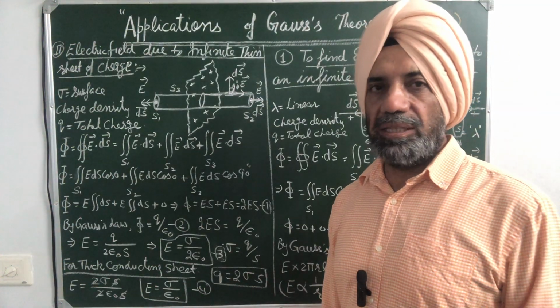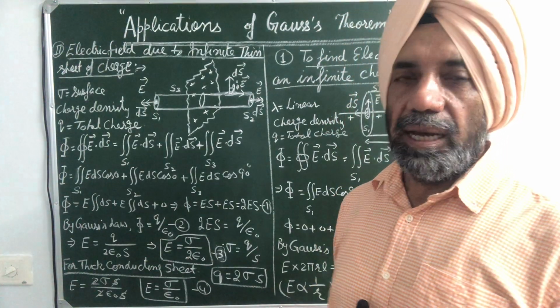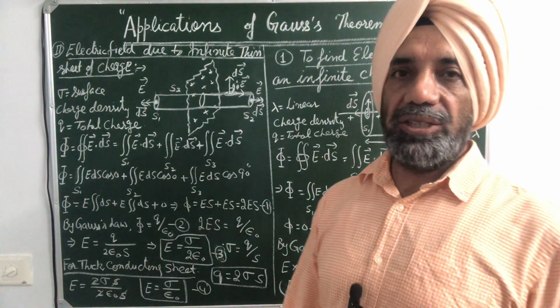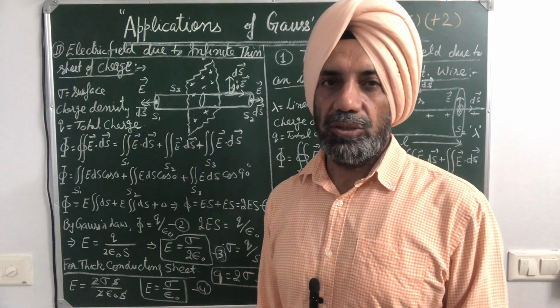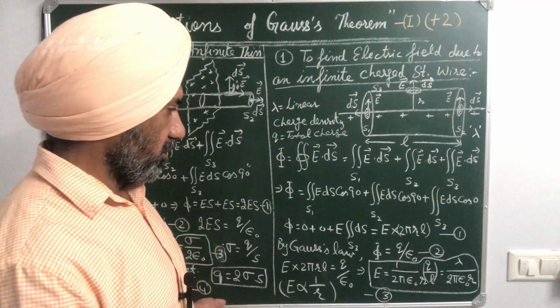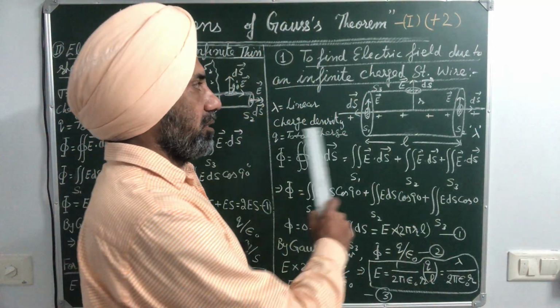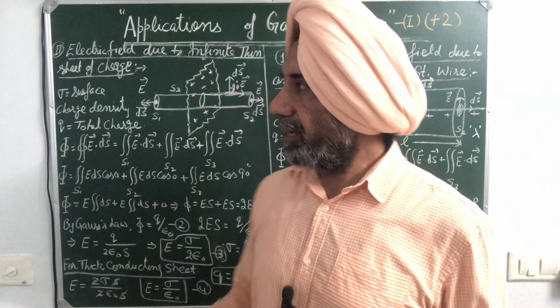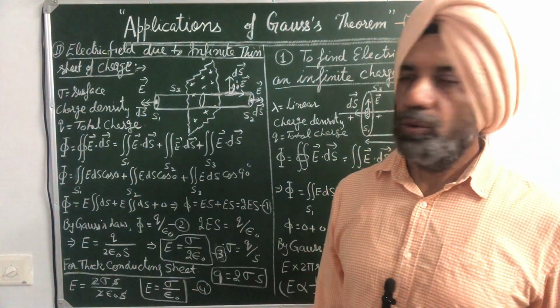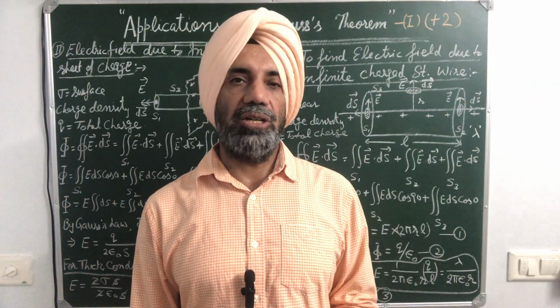It means if there is a thick conducting sheet, the electric field will be double the electric field due to an infinite thin conducting sheet. So it depends upon the thickness of the conducting sheet. So this is the electric field due to an infinite charged straight wire, and the electric field due to an infinite thin sheet of charge or infinite thick sheet of charge.